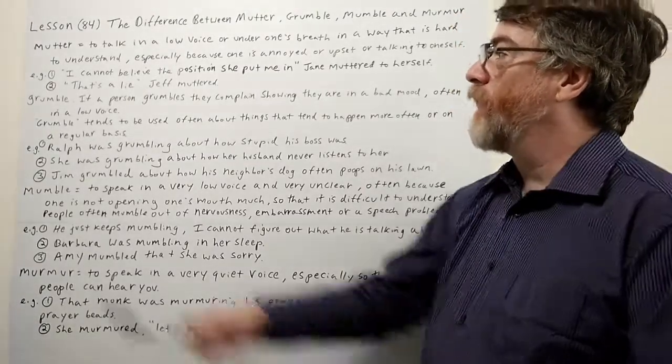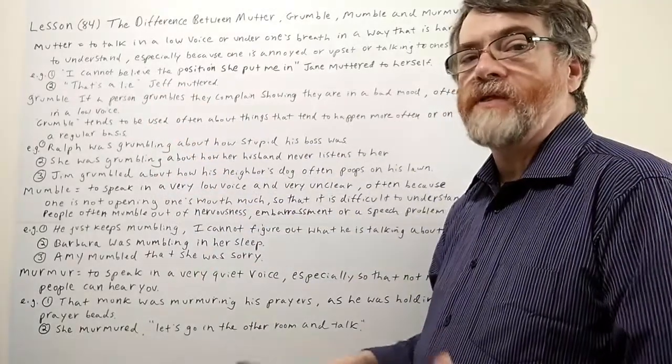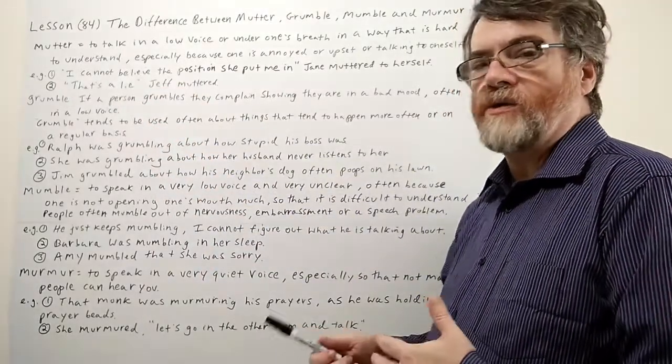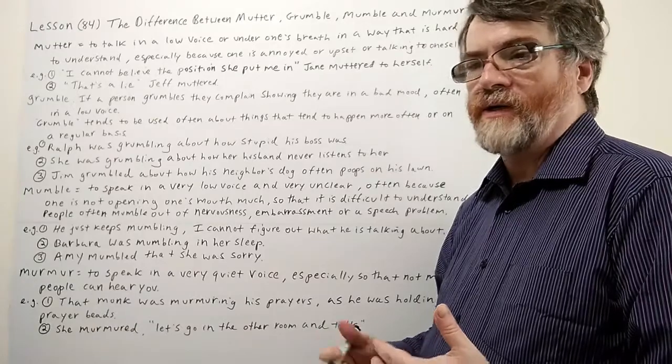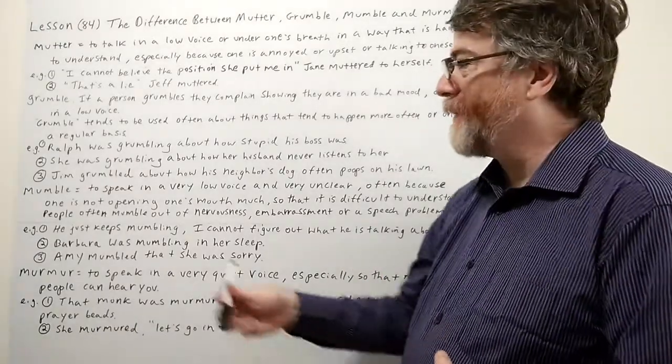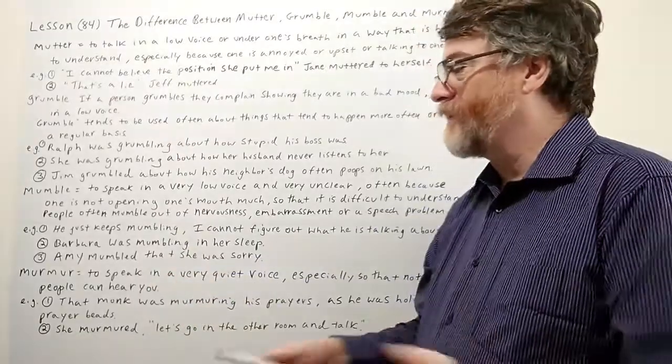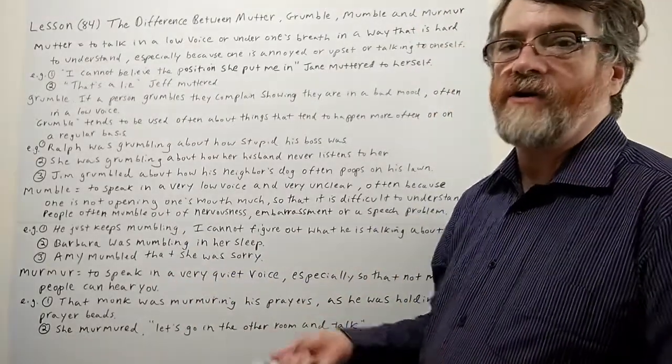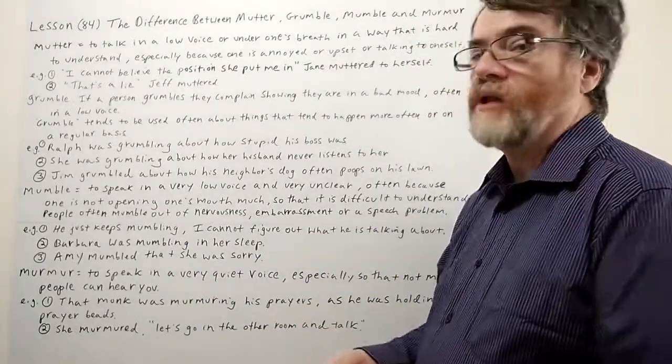Probably the first two, mutter and grumble, are the most common. Both of these tend to be used when you're angry and you're speaking under your breath. Mumble and murmur don't have to have anything to do with being angry or annoyed. So that's the first difference we should look at.